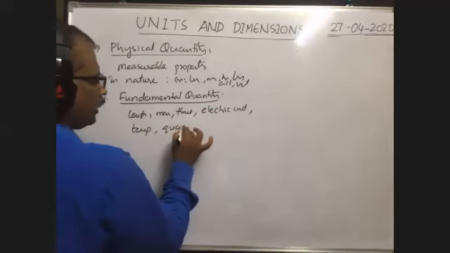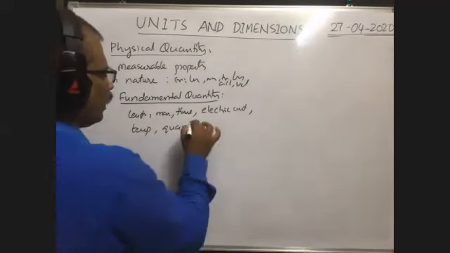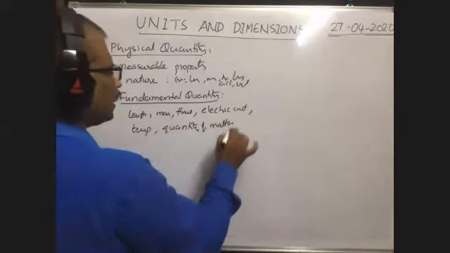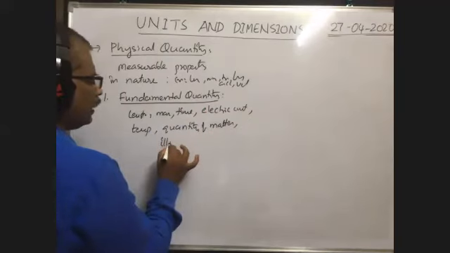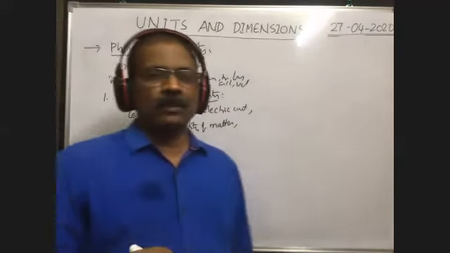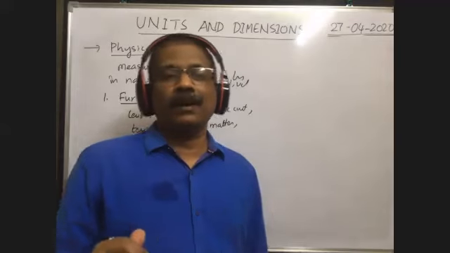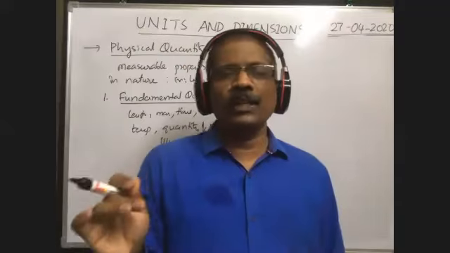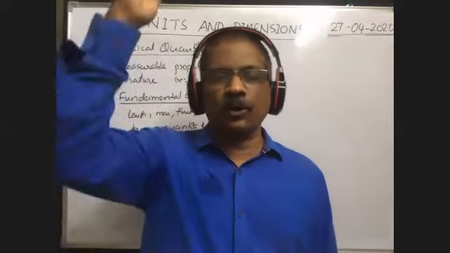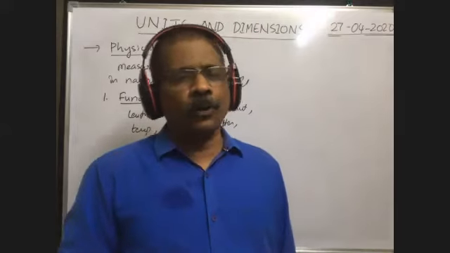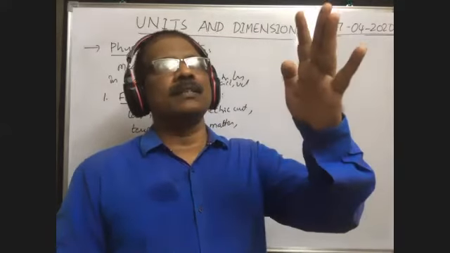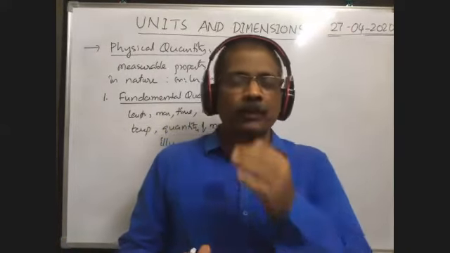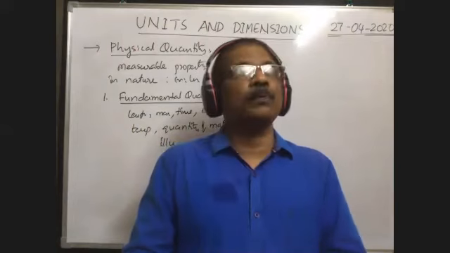Quantity of matter, in chemistry you measure in moles. Quantity of matter is measured in moles. Illuminating power means intensity of the light. That illuminating power is measured in candela in the SI system. If any bulb has more illuminating power, the intensity of the light is more. If illuminating power is less, the brightness produced by that light is less.